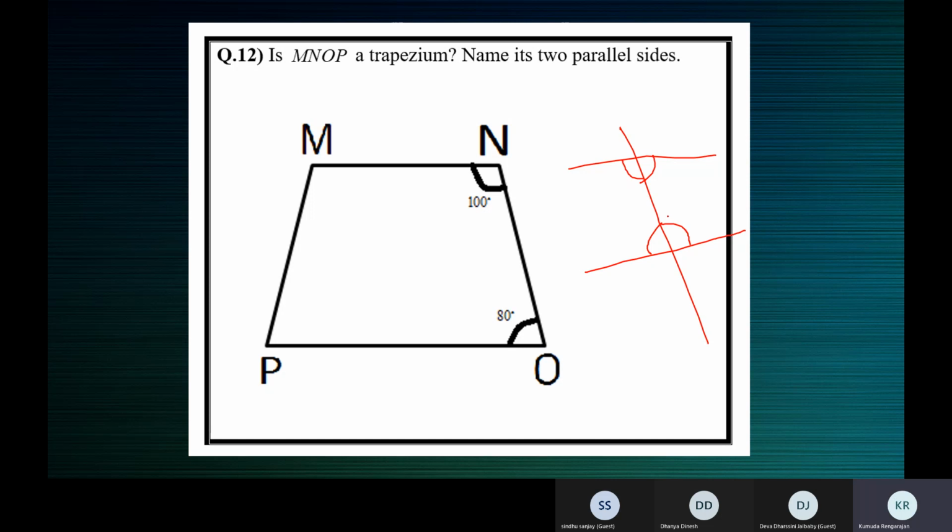Now you have to choose the interior angles on the same side of the transversal. Like these two are on the same side of the transversal, so these two are allied angles. And these two are on the same side of the transversal, so these two are allied angles. So whenever two lines are intersected by a transversal, we only have two pairs of allied angles. That's all, not more than that. This one and this one, then this one and this one. We have only two pairs, one pair on each side of the transversal.